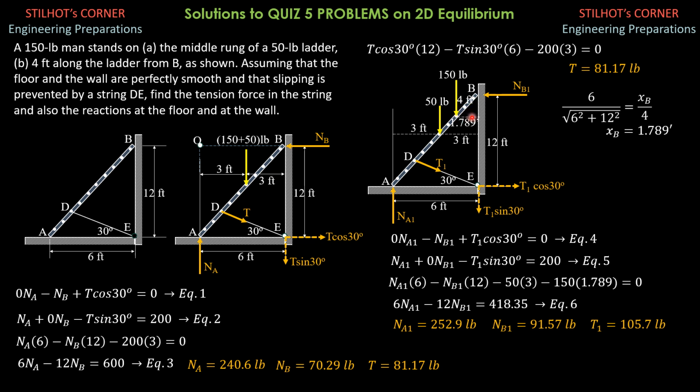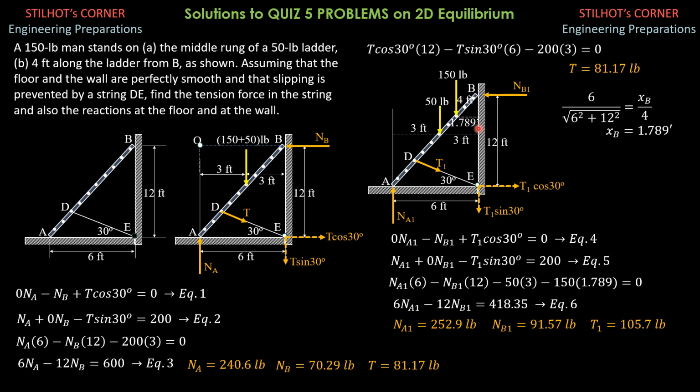For part B, this is now the man, 180 pounds, and that's 4 feet. Then let's solve for this distance by similar triangles. So for the big right triangle here, 6 as to hypotenuse, the hypotenuse is square root of 6 squared plus 12 squared equals xb. This is denoted xb as the hypotenuse 4 feet. Solving for xb, 1.789 feet.